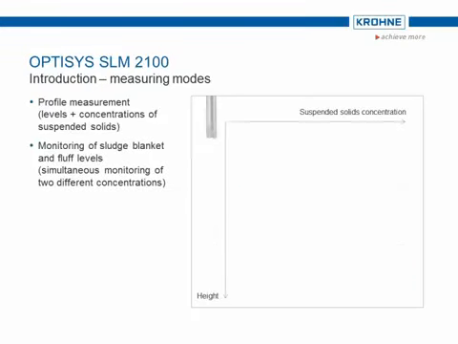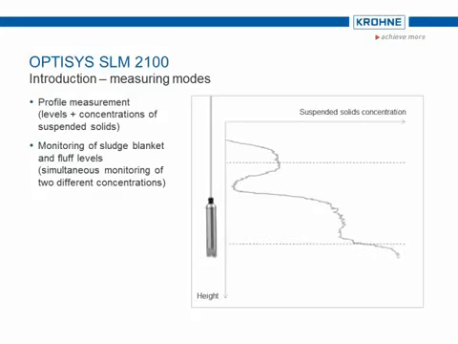The second measuring mode monitors the level of the sludge blanket and the fluff. That is, it measures the height of 2 distinctly different concentrations simultaneously. The 2 heights from the last measurement cycle are held at the current outputs of the SLM 2100 and are updated at the end of every further cycle, at typical 5-minute intervals.